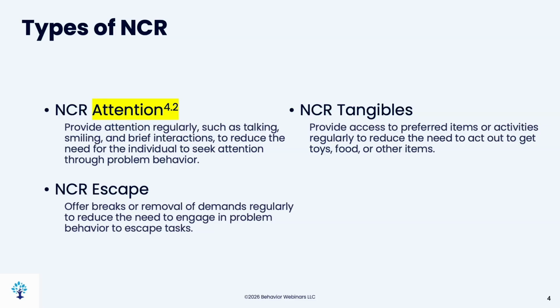We have 3 main types, but it can be anything. In general, we're usually doing one of these 3. I've also put NCR for an activity, but you could throw that into tangibles. The 2 access ones, so we could say NCR for access, but NCR for attention. This one is sometimes the harder one because it involves attention from a teacher or a parent. Providing attention regularly, such as talking, smiling, or brief interactions, to reduce the need to seek attention through problem behavior.